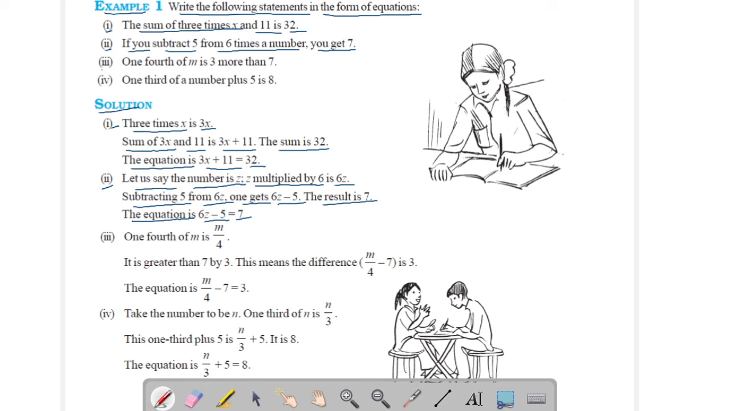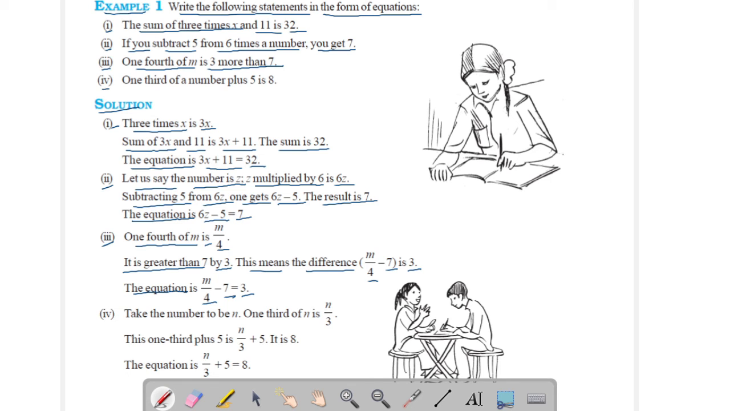Now third part, 1/4 of m is 3 more than 7. See the solution. 1/4 of m is m upon 4. It is greater than 7 by 3. This means the difference m upon 4 minus 7 is 3. The equation is m upon 4 minus 7 equal to 3.